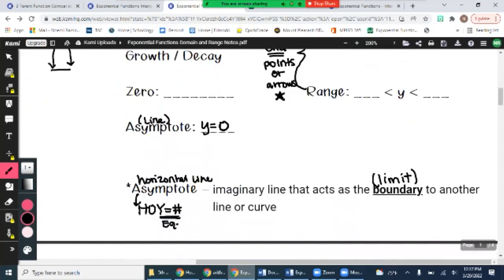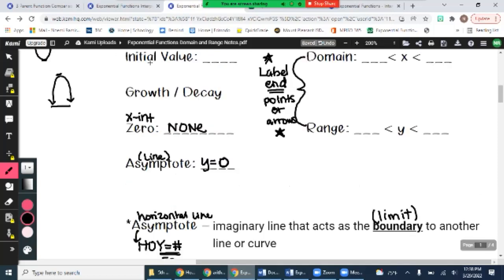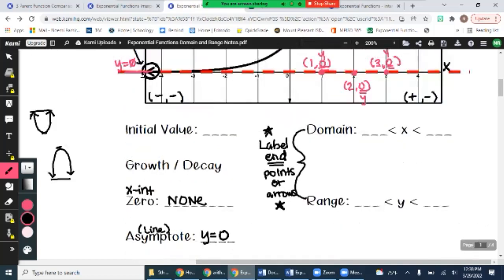Zero is another word for an x-intercept, and we just went over it. Even though we thought it crossed or touched at the -4 and the -6, it didn't actually touch it. It was very, very close to it, but it didn't touch. So if it doesn't touch, there's no intercept. So with exponential functions, there will never be an x-intercept. It will never cross the x-axis. Okay. But now that we have all of the other points labeled that we need, we can go ahead and answer the rest of these questions.